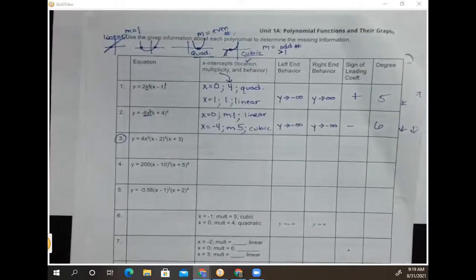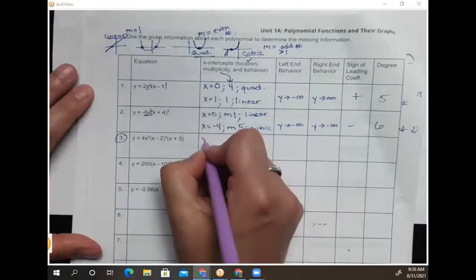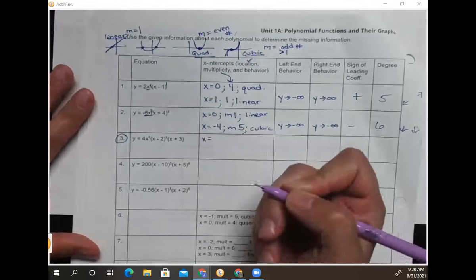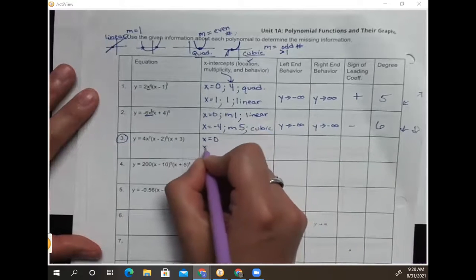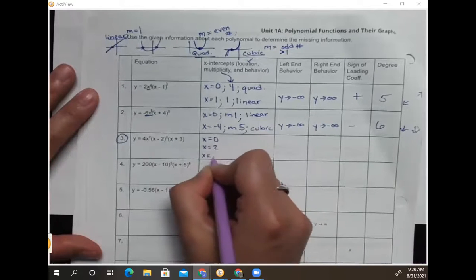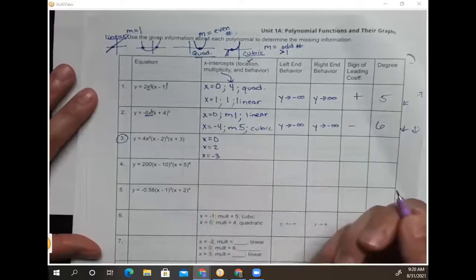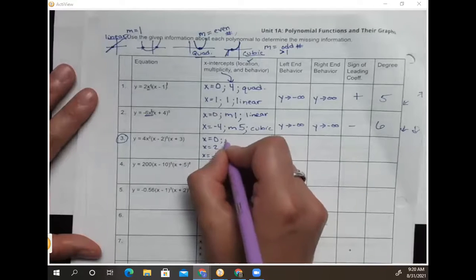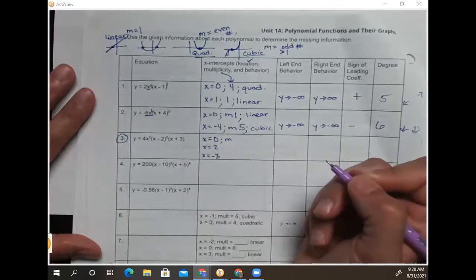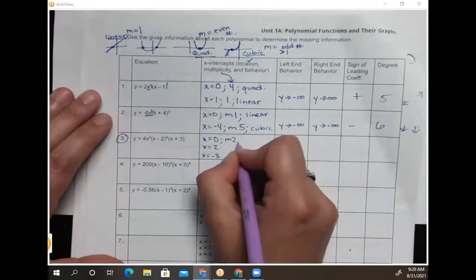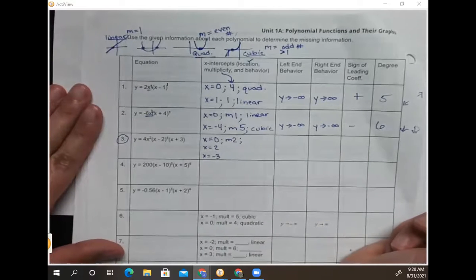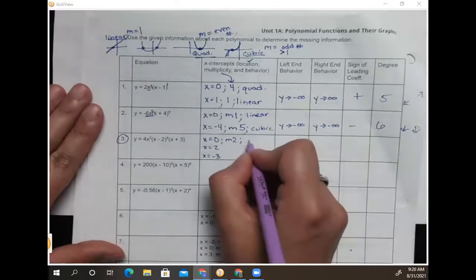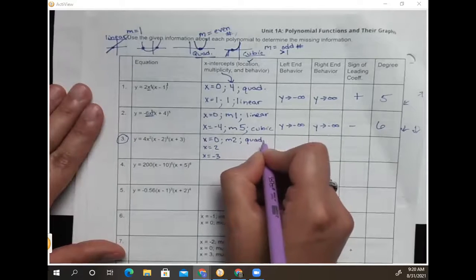Okay, let's take a look at this. Where do I have x-intercepts for number 3? At 0, at 2, and at -3. Perfect. What's my multiplicity at 0? 2, because the exponent is 2. So if the multiplicity is 2, what kind of behavior will I see? Quadratic. Very good. Even number means quadratic behavior.